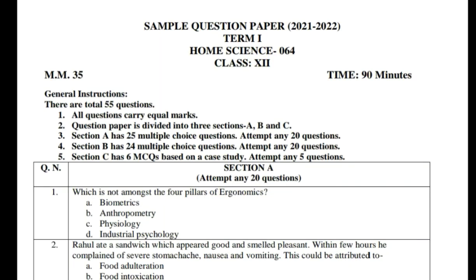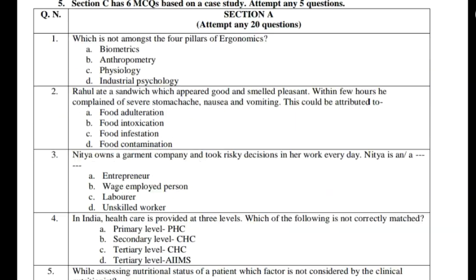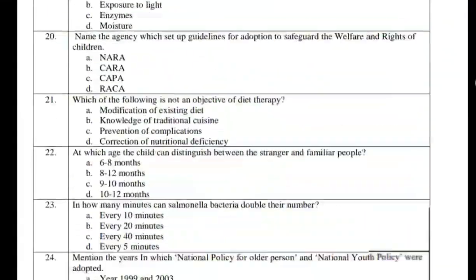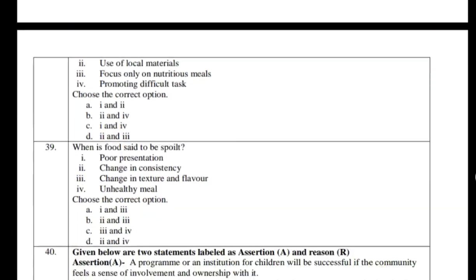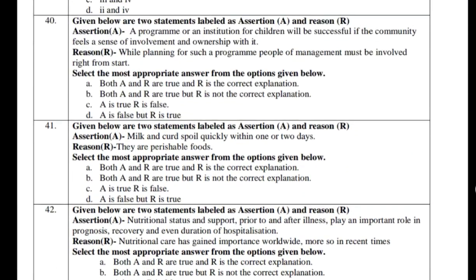So we have been working on the sample question paper of CBSE for the session 2021-22, term 1, home science, class 12 for the last 3 videos. We have completed section A completely and half of section B. Now what was left in section B was basically the assertion based questions. Now, assertion based question, if you are new to it, let me just tell you how you basically have to attempt it.